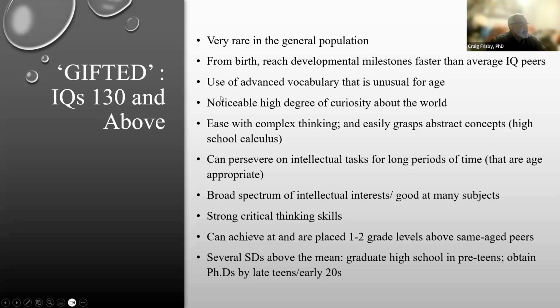You'll tend to see that even at young ages, they will use advanced vocabulary that is unusual for their age. They have a very, very high degree of curiosity about the world. They're always asking the adults why. So you think you give them an answer that satisfies them, but then they keep pressing. Well, why? Well, why? And you'll note that they just have this keen curiosity about the world. It's very easy for them to think in complex ways. They easily grasp concepts that are abstract.